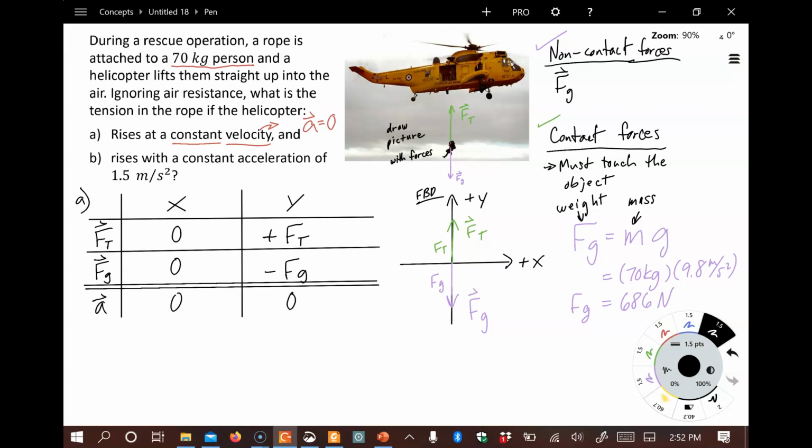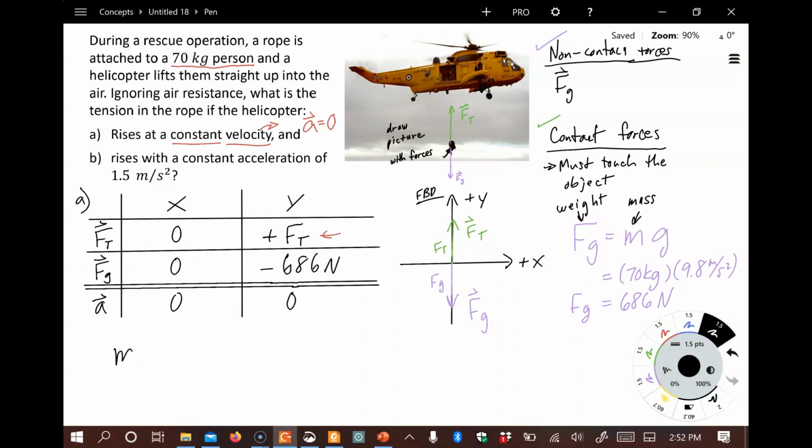All right, so let's go ahead and put our number in here for Fg. So this guy right here, let me erase this. It's going to be a negative 686 newtons. And it looks like we got all our values here except for Ft. This is what we're trying to solve for, right? Let's go ahead and do it. We're going to go ahead and use Newton's second law in the y direction, right?